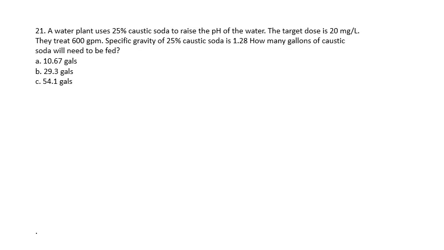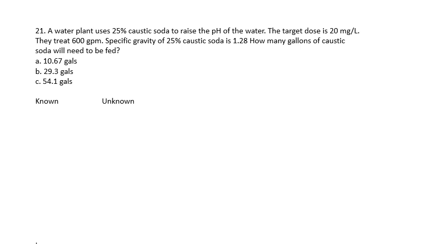A water plant uses 25% caustic soda to raise the pH of the water. The target dose is 20 milligrams per liter. They treat 600 gallons per minute. Specific gravity of 25% caustic soda is 1.28. How many gallons of caustic soda will need to be fed? 10.67 gallons, 29.3 gallons, or 54.1 gallons?